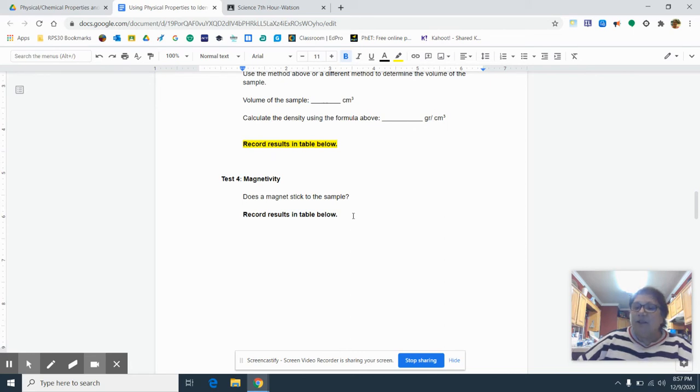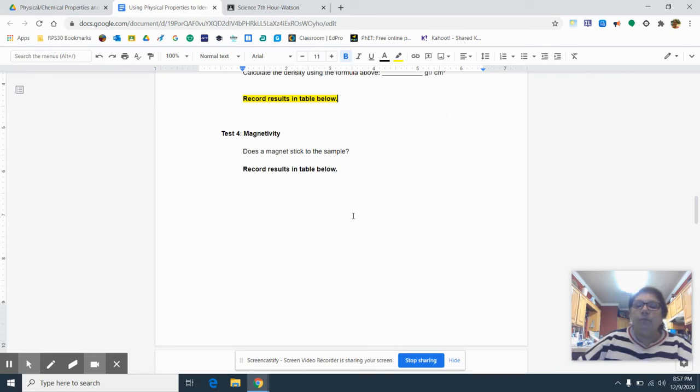Then, does a magnet stick to the sample? And he's going to show you on the video. Record in the table below.